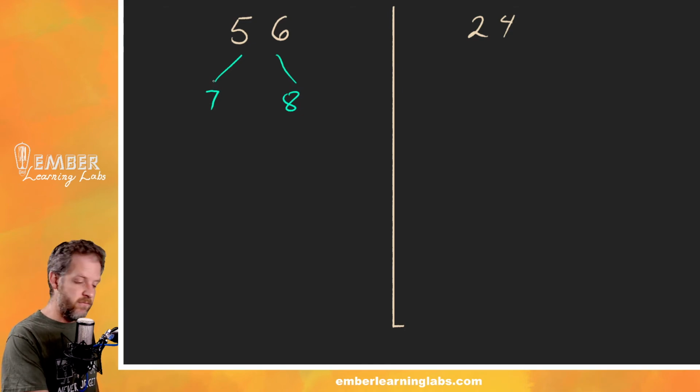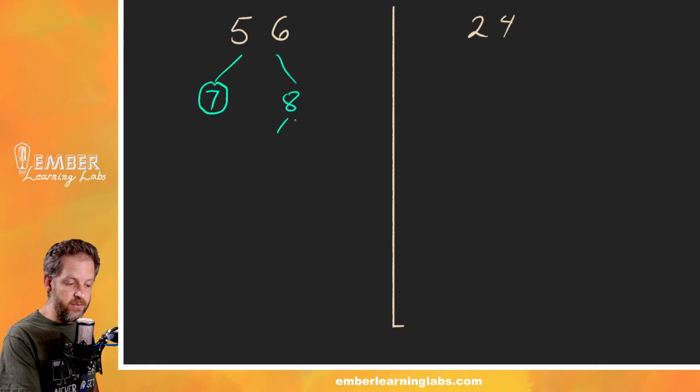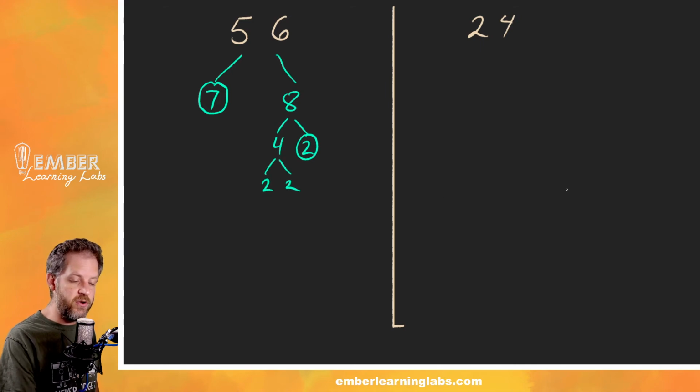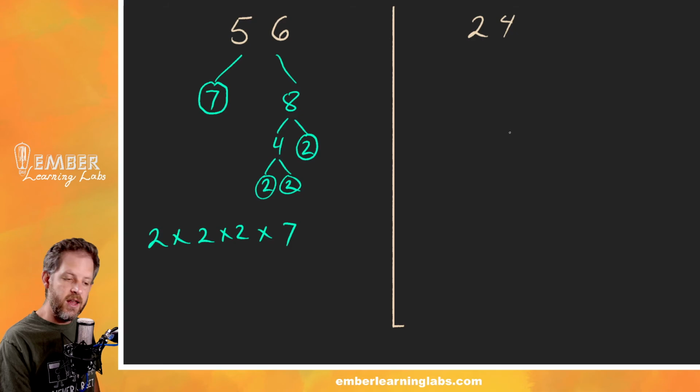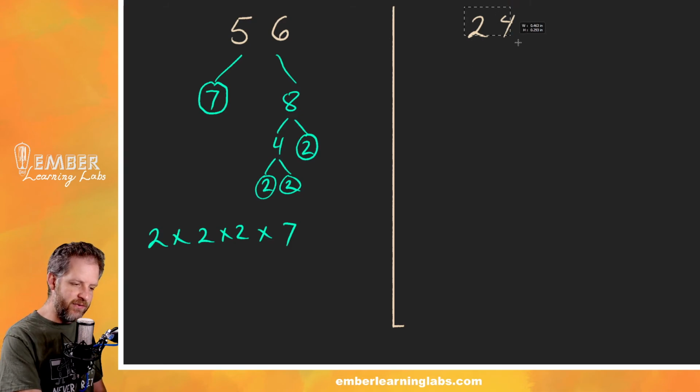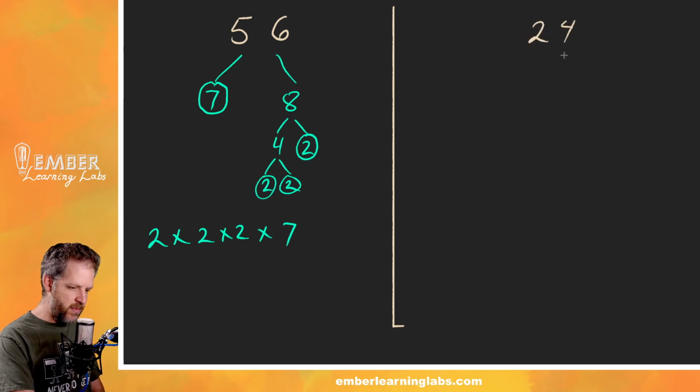7 is prime. The only things that go into 7 are 7 and 1. 8, we could split into 4 and 2. 2 is prime, so we're done with that branch. And then 4, of course, can be split into 2 times 2. Right? So let's list these out. 2 times 2 times 2 times 7. Okay, now let's see. I didn't give myself enough room again. Let's fix that problem. Maybe I'll learn eventually.